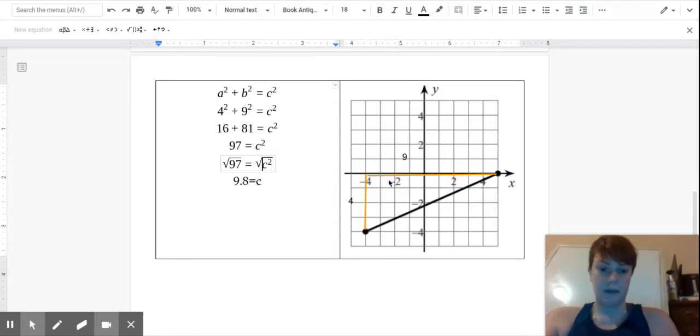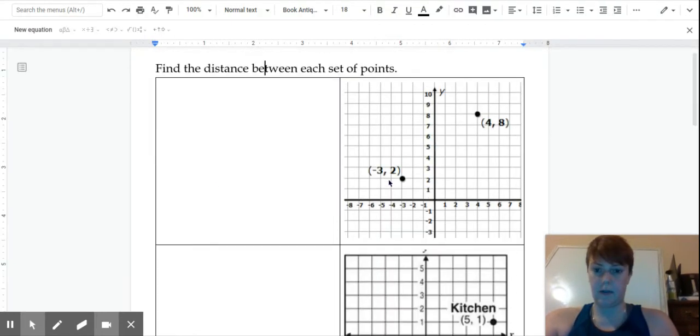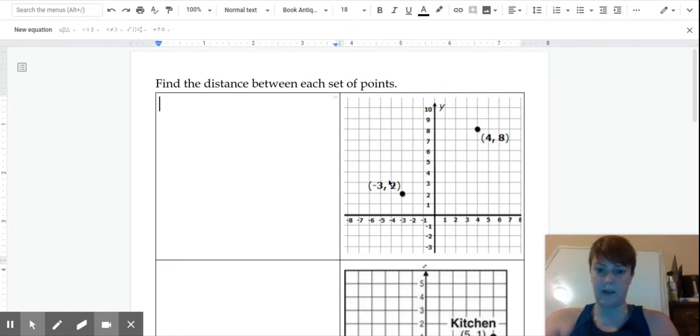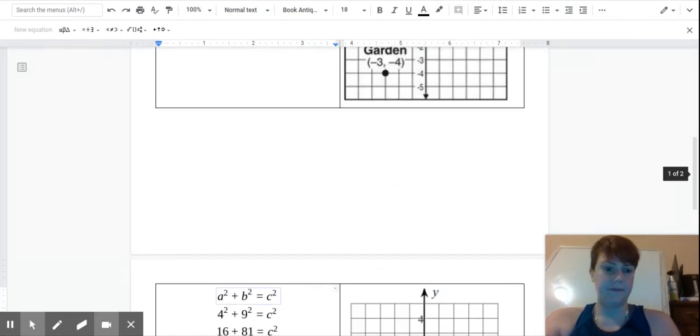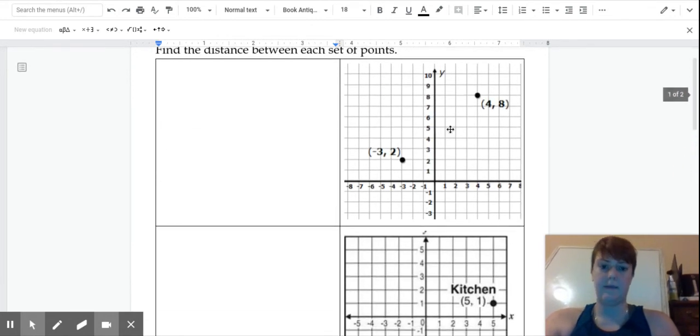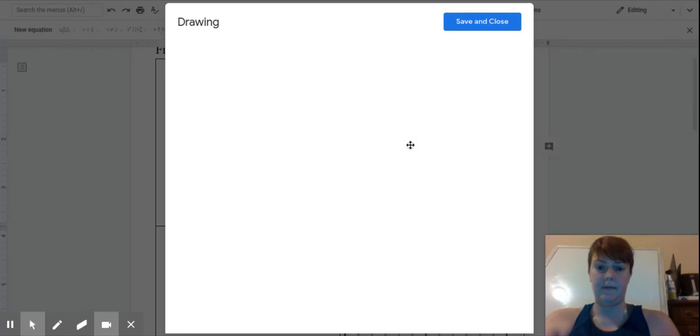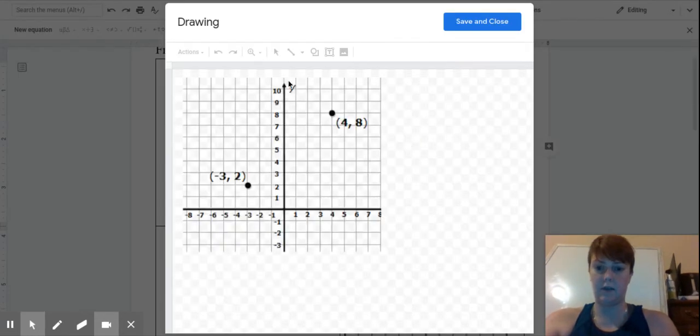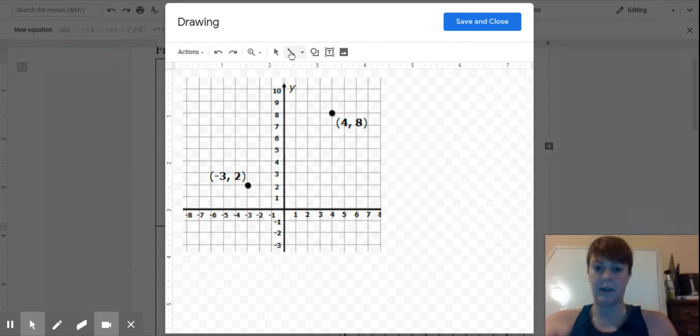All right, so there's that one, and now I'm going to show you another example or two. Dang, it's not scrolling neatly. There we go. So we're going to look at this one, and this one we're going to have to draw our own segment between. So what's the distance between these 2 points is the question.